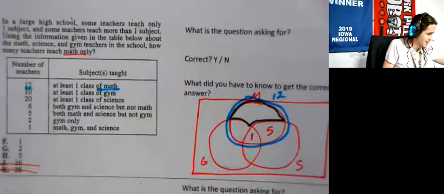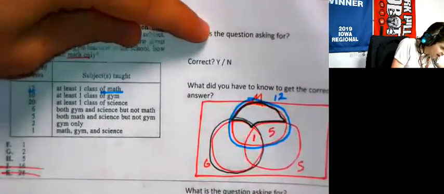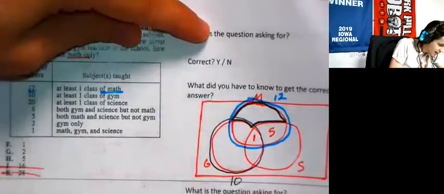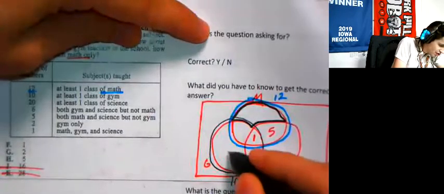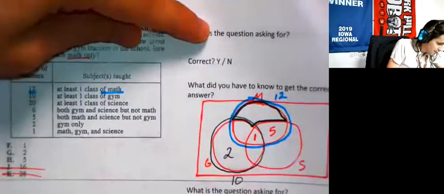I wouldn't probably actually do this for most of you, but I'm just entertaining myself here. For gym, I'm going to have a total of, like, 10 in there. What else do I know? Gym only is going to be 2. What else do I know?